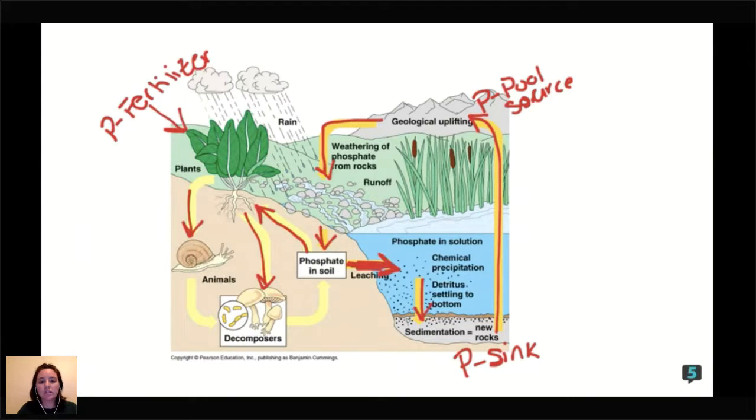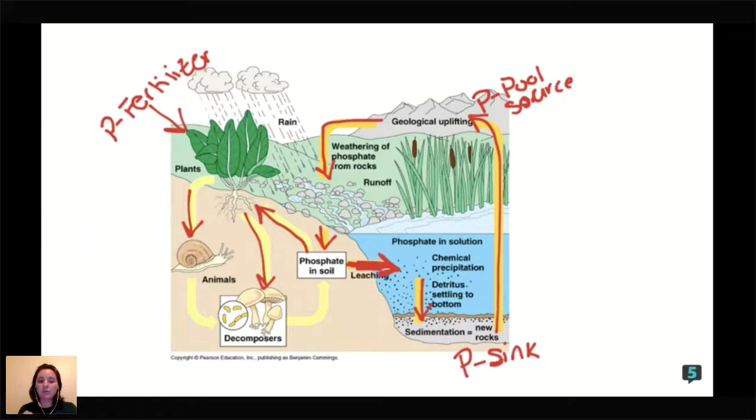Phosphorus is commonly found in rocks. Rocks are weathered, so they're broken down from big rocks into little rocks into teeny tiny sediments, which then can either become part of the soil, so phosphates in the soil, or those little particles of sediment with phosphorus in them can run off into water. If the phosphorus gets taken up as part of the soil, then plants can take that up. So plants are taking up that phosphorus.